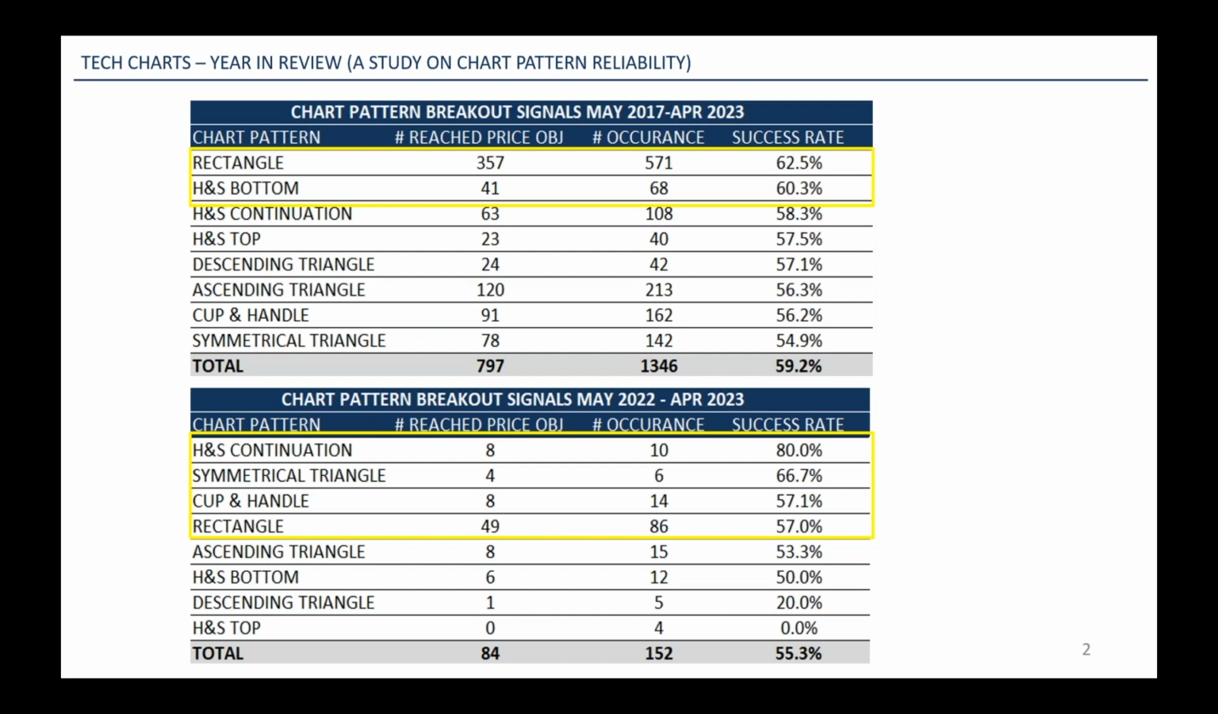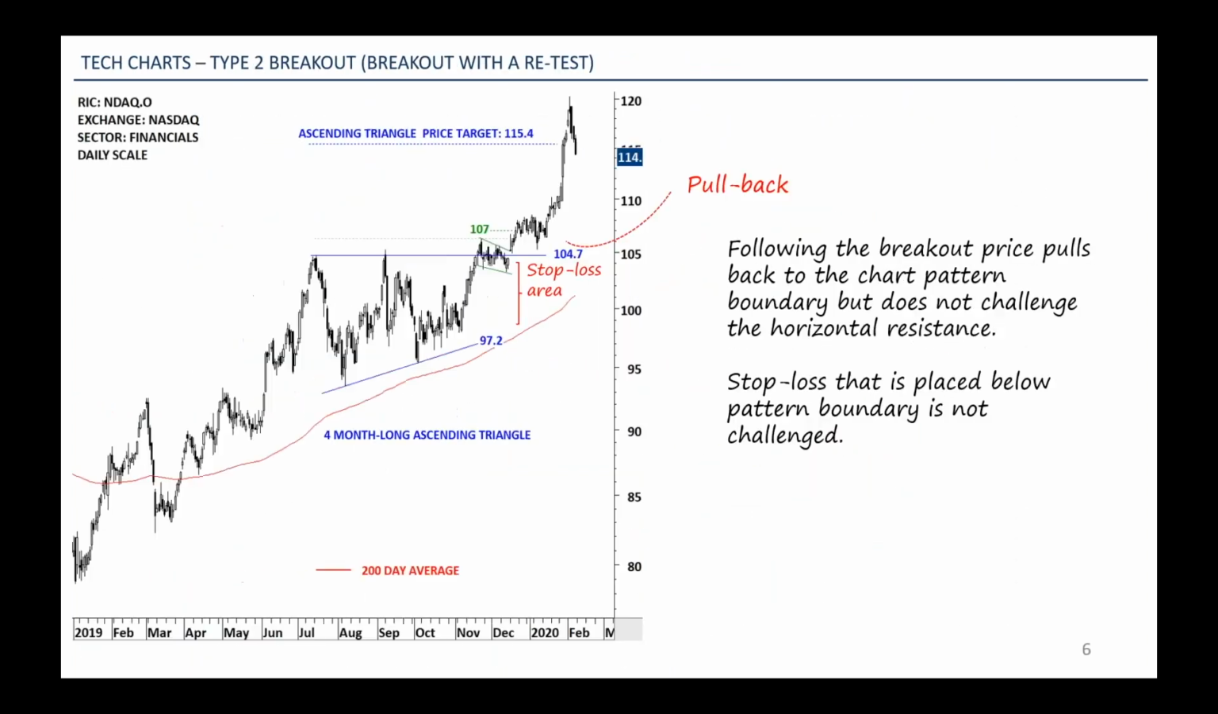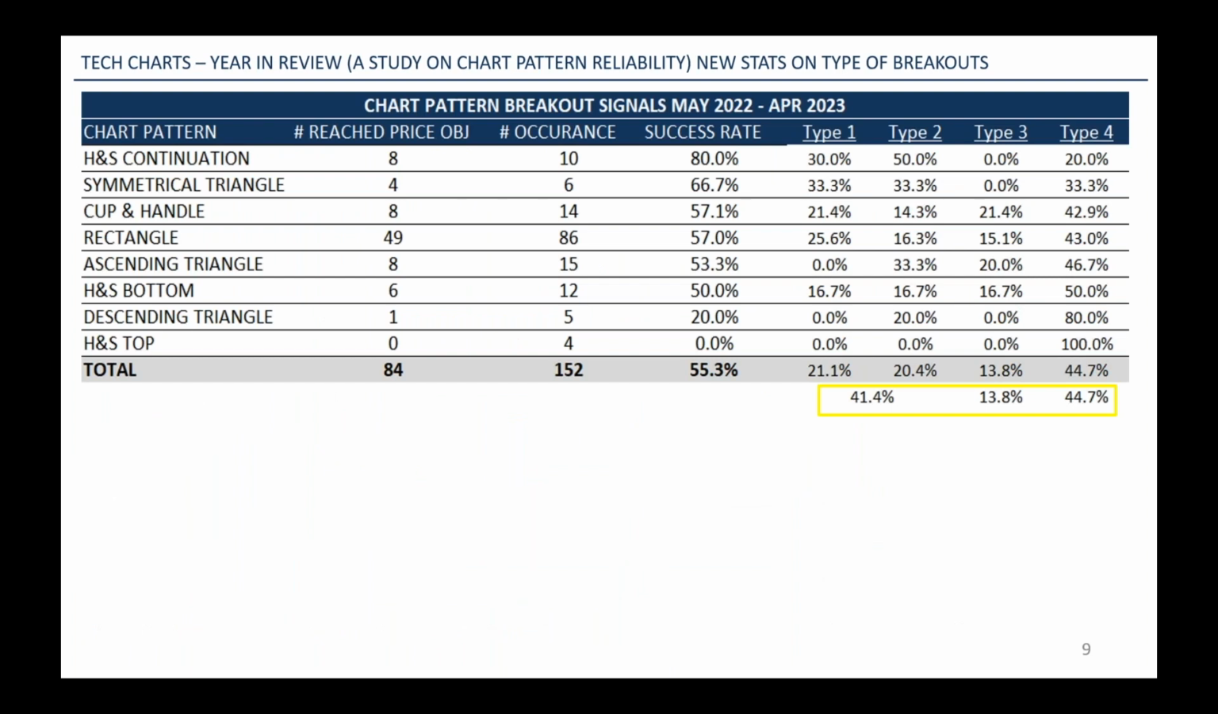Now, if you look at the type 1 and type 2 breakouts, let's go here. Okay, this is the last 1 year. We're going to review this again. I just want to show you how these are featured on the website. Type 1, type 2 are the ones that will not challenge the chart pattern boundary. You can see that 41.4% of them were successful breakouts and without challenging your stop loss that is right below the chart pattern boundary.